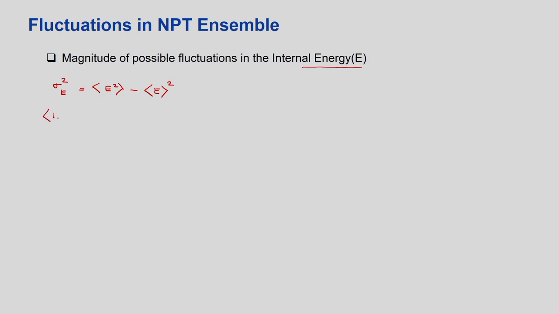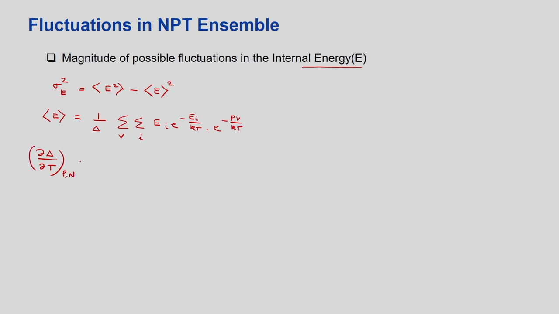Now, if you remember this ensemble average, I can write it down in this manner: the sum of E_i into e to the power of minus E_i by kT into e to the power of minus PV by kT. This is the internal energy expression, the ensemble average expression. So there are two summations, one going over the volume and another going over the energy values.